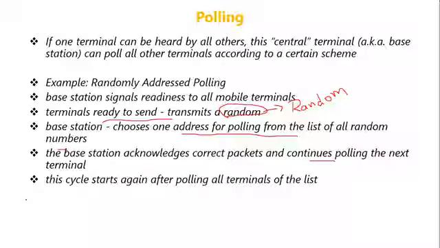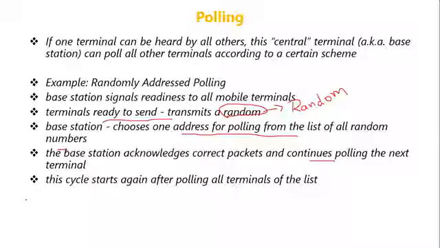Now the base station will get a list of random numbers, where each random number can be connected to the IP address of one of the mobile terminals. Now it will start polling one terminal at a time based on the random number, and the communication happens between the terminal and the mobile station. Whenever the mobile station receives a packet successfully, it will also send the acknowledgement.